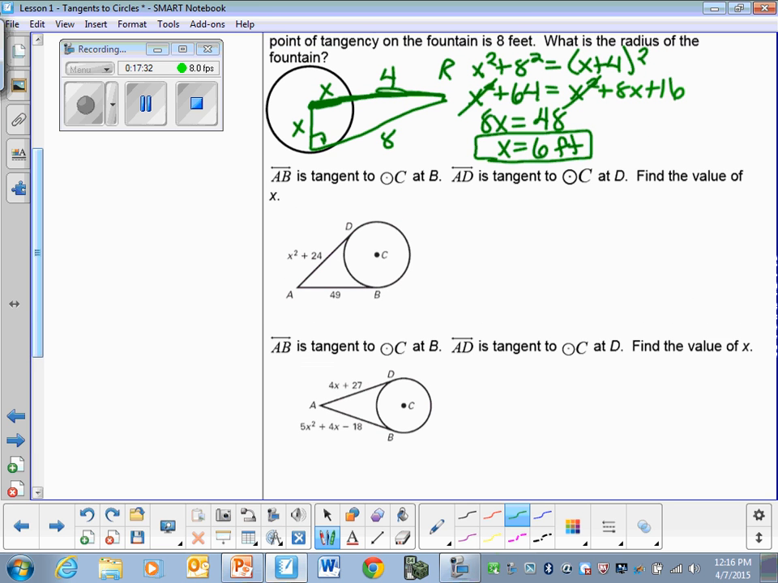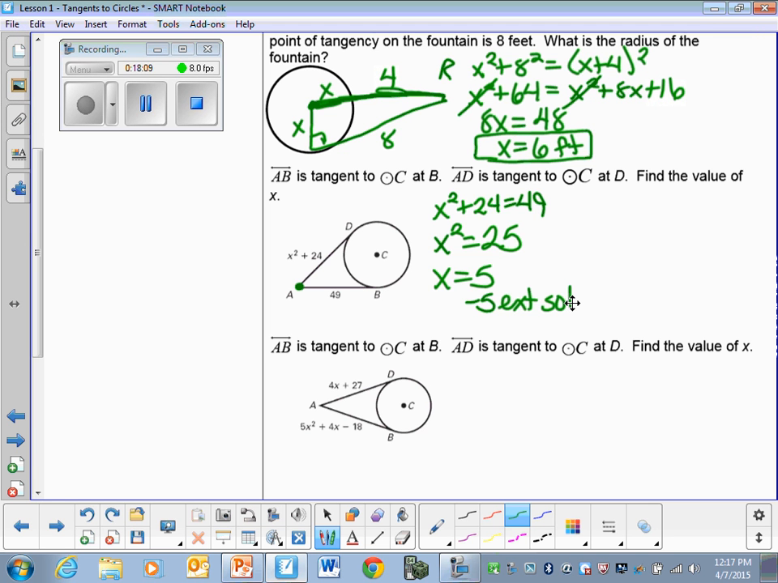AB is tangent to circle C at B, and AD is tangent to circle C at D. Now, we had a theorem that said two tangents drawn from the same external point were equidistant. So that means x squared plus 24 has to equal 49. So x squared will equal 25. x is going to equal 5, with negative 5 as an extraneous solution, and we weren't given any measurements, so that's good enough.